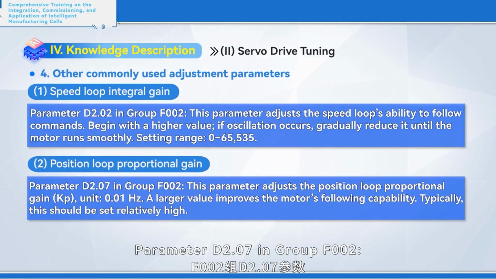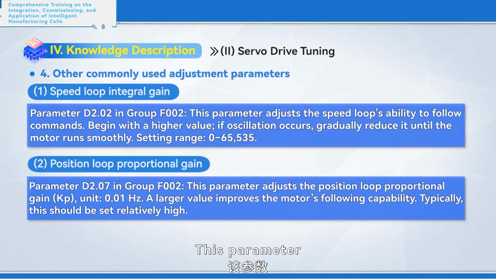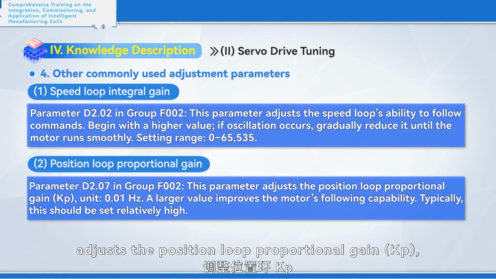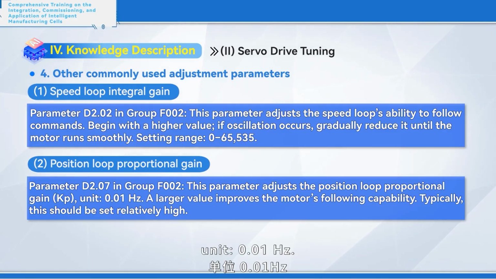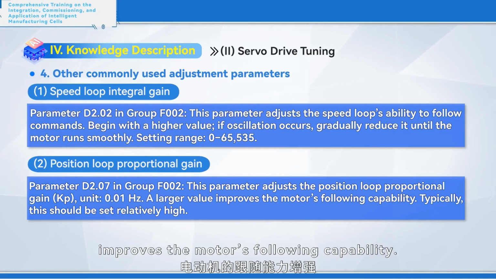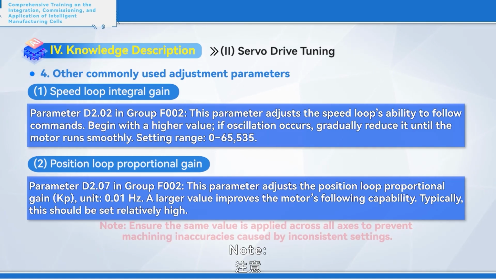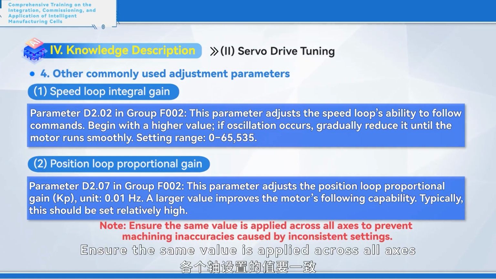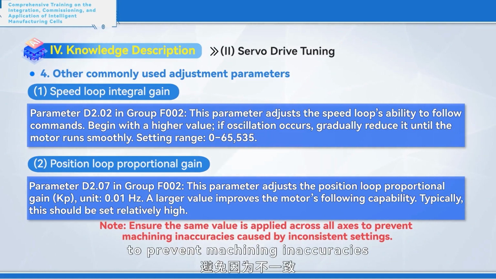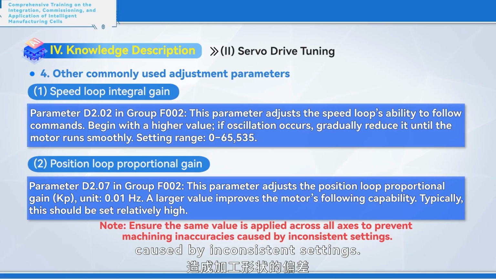2. Position loop proportional gain. Parameter D2.07 in group F002. This parameter adjusts the position loop proportional gain, KP, unit 0.01 Hz. A larger value improves the motor's following capability. Typically, this should be set relatively high. Note, ensure the same value is applied across all axes to prevent machining inaccuracies caused by inconsistent settings.